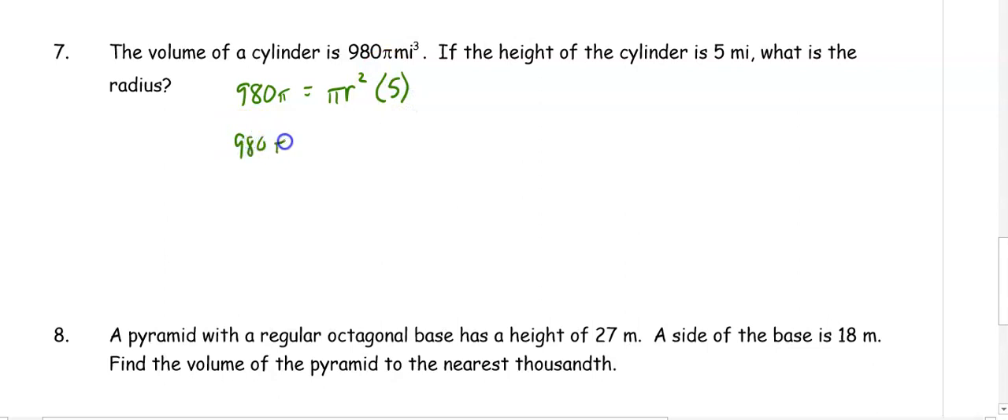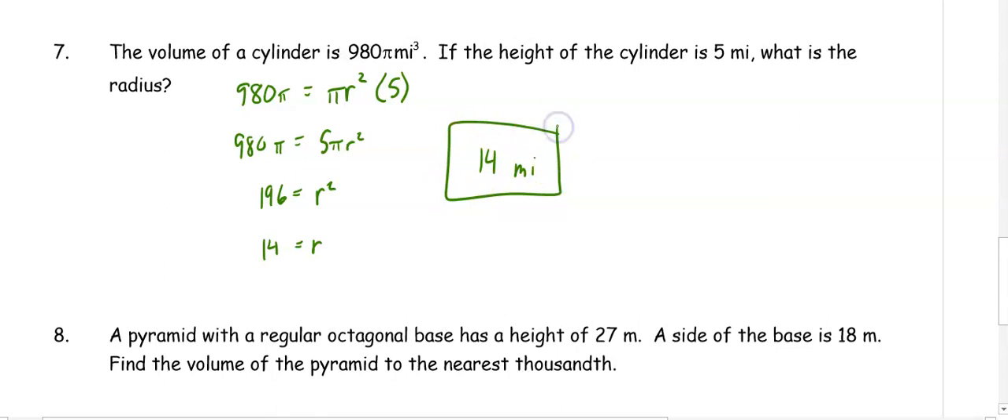So we have 980 pi equals 5 pi r squared. We can divide both sides by 5 pi, so we get 196 equals r squared, which means the square root gets us r is 14. So our radius is going to be 14 miles.